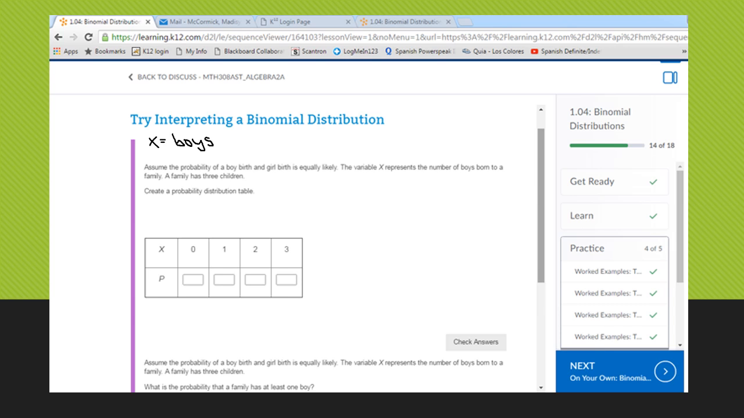And what we need to do is first figure out what the probability is of having one boy. So we are going to set up our fraction, and the way that our fraction always looks is that the numerator is going to be the number of positive outcomes, the outcomes that we want, our desired outcomes. And the denominator is going to be the total number of possible outcomes.